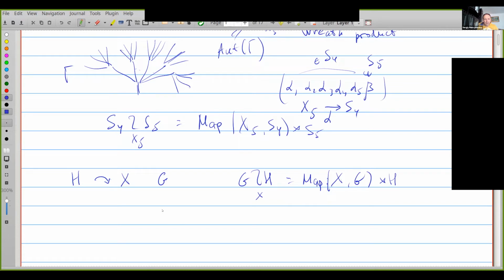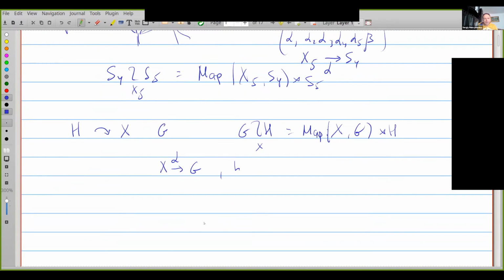So I take a map from X to G. This is alpha, and here an element h belonging to H. Then I take another map, say beta, again a function into G, and another element h prime. So this will be something like h alpha, and I want to multiply it by beta h prime.